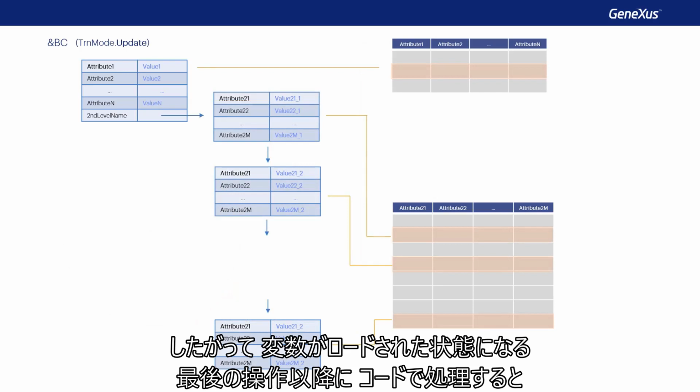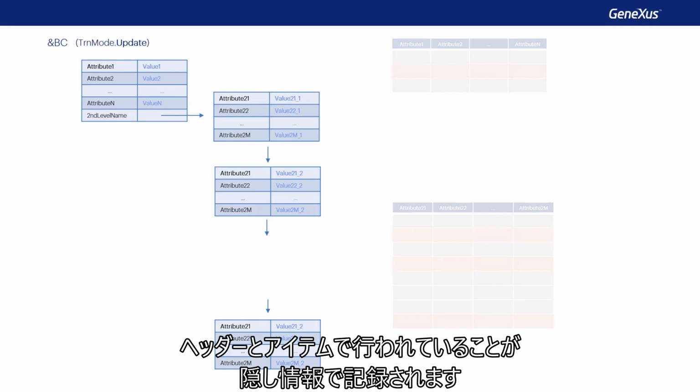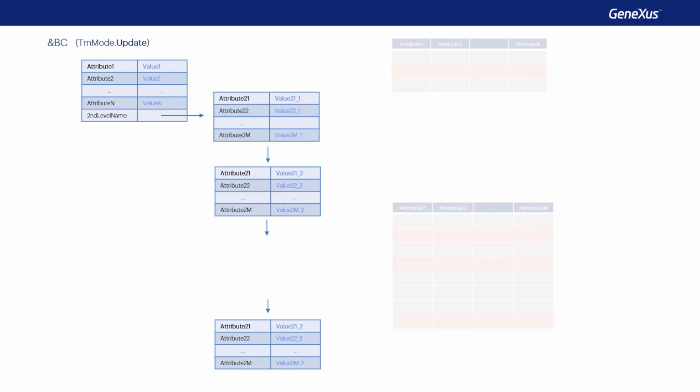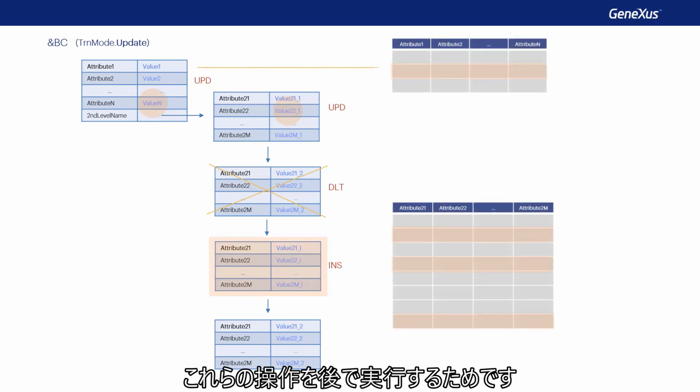Therefore, since the last operation that left the variable loaded, when handling it by code, it'll record in its hidden information what's being done with the header and the items. Whether to update them, mark them for deletion, or insert them so as to execute these operations later.